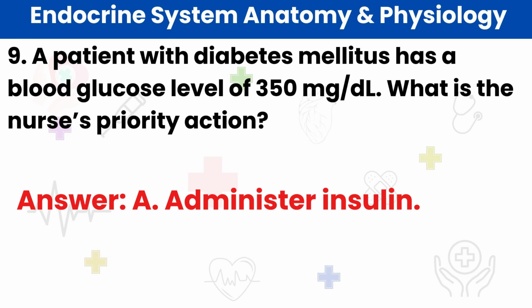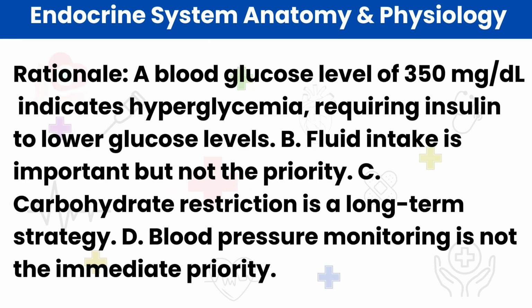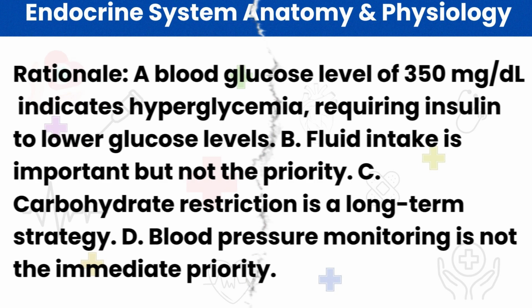Answer: A. Administer insulin. Rationale: a blood glucose level of 350 milligrams per deciliter indicates hyperglycemia, requiring insulin to lower glucose levels. B. Fluid intake is important but not the priority. C. Carbohydrate restriction is a long-term strategy. D. Blood pressure monitoring is not the immediate priority.